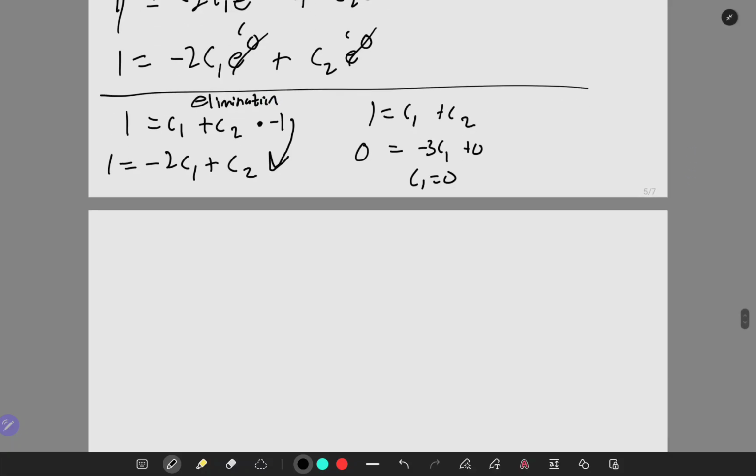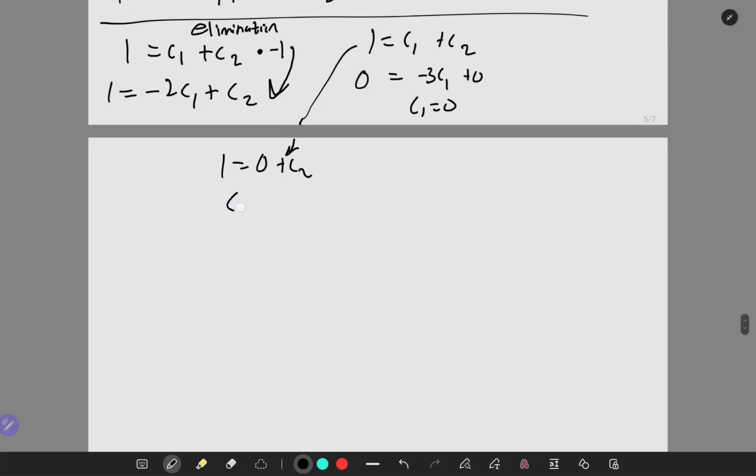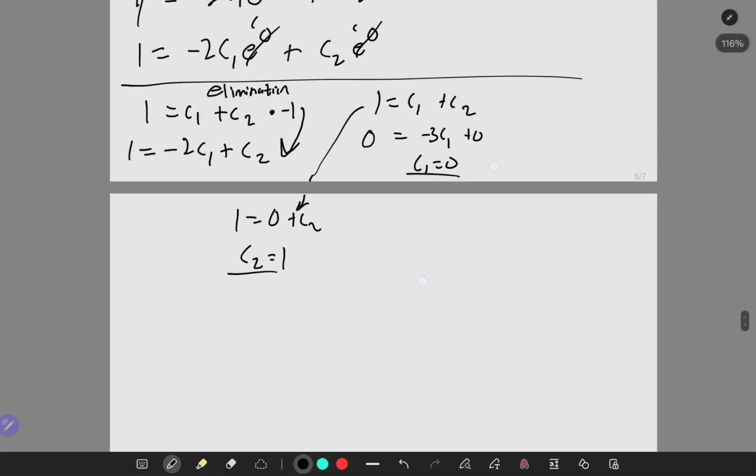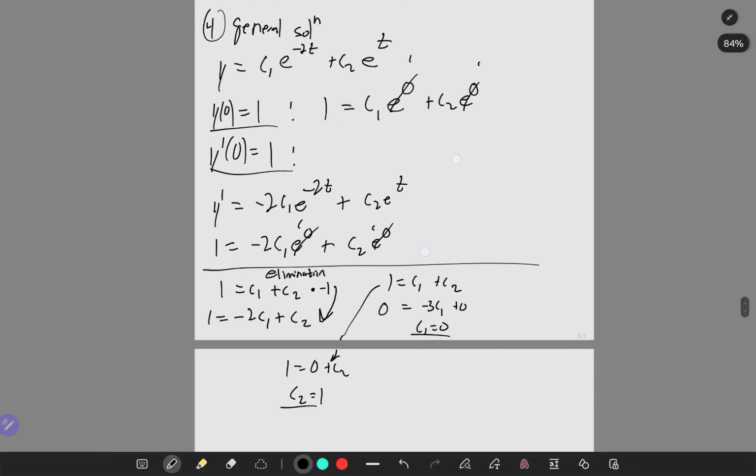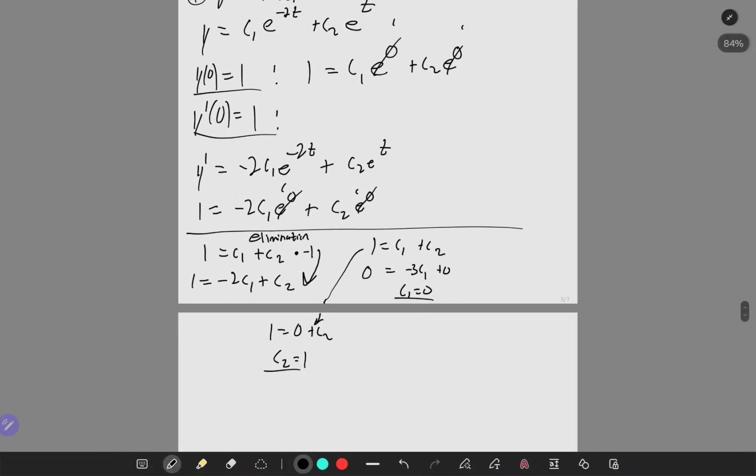So c1 equals 0. Then if c1 equals 0, 1 is equal to 0 plus c2. I just got that from this. So then c2 is equal to 1. Okay? So then we can go back to our general solution, and we can plug in for c1, c2.